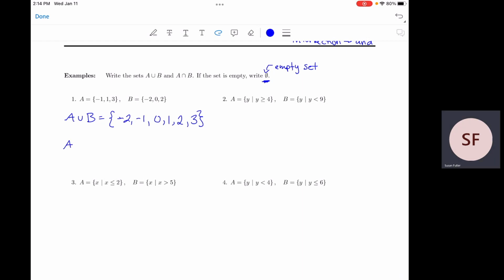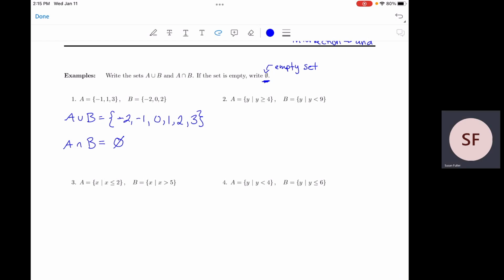The intersection looks like A intersect B. The things that are going to be in A intersect B will be the things that are common to both A and B. So we're going to look at our sets and say, what's in both of these at the same time? And the answer here is nothing. There are no elements that are in both A and B. So that means my intersection here is the empty set. There is nothing that's in both sets at the same time, so our intersection will be empty there.